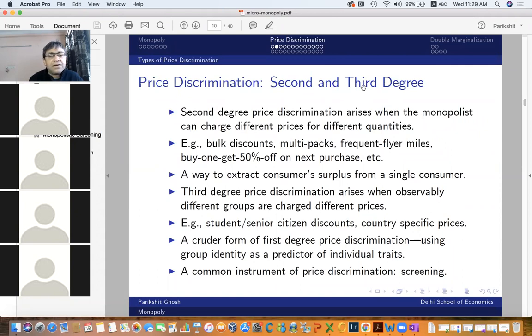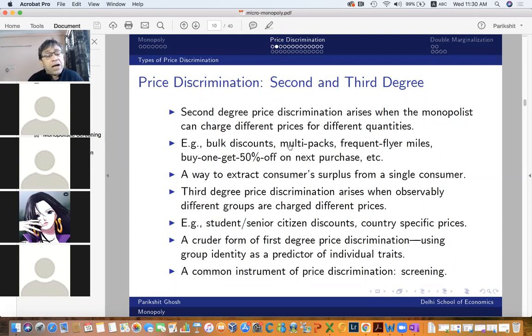And then there's third degree price discrimination, which is kind of a cruder version of first degree price discrimination. Often what sellers can do is that they cannot tell the willingness to pay of each consumer down to the individual level, but they can tell that average willingness to pay across observable groups are different. So for example, students or senior citizens, because they have less cash flows, may have lower willingness to pay than people in mid-career, middle-aged people. And so you often see these deals, right?